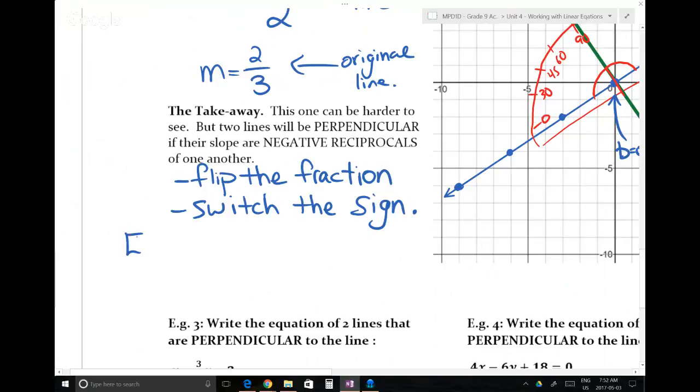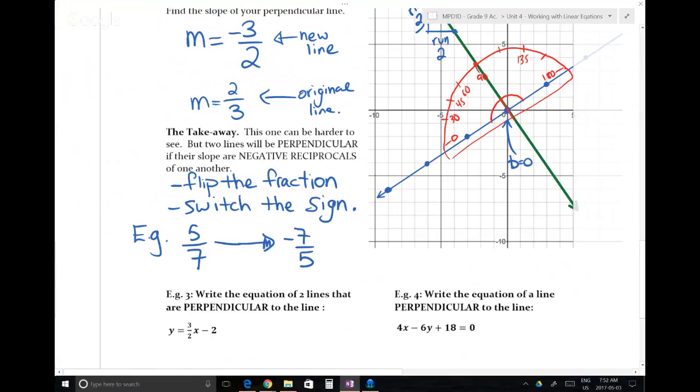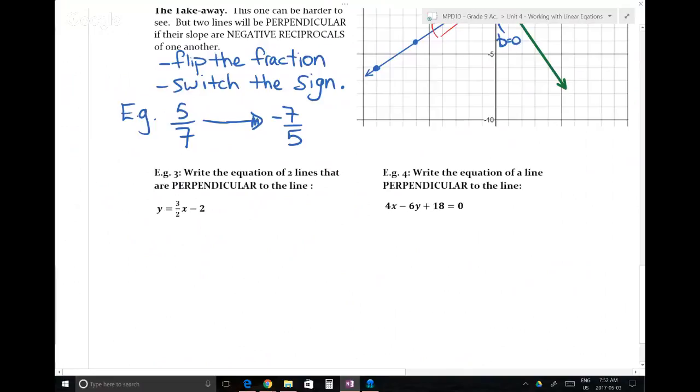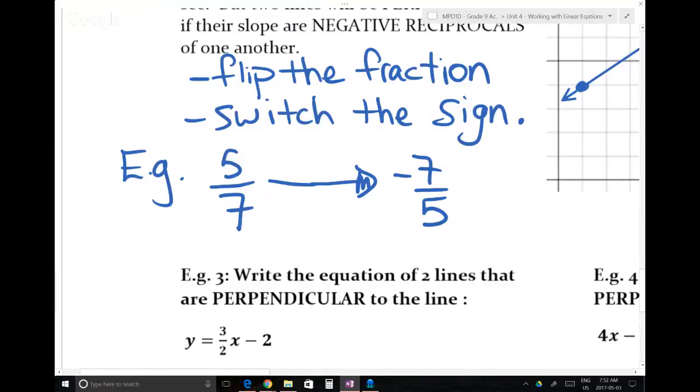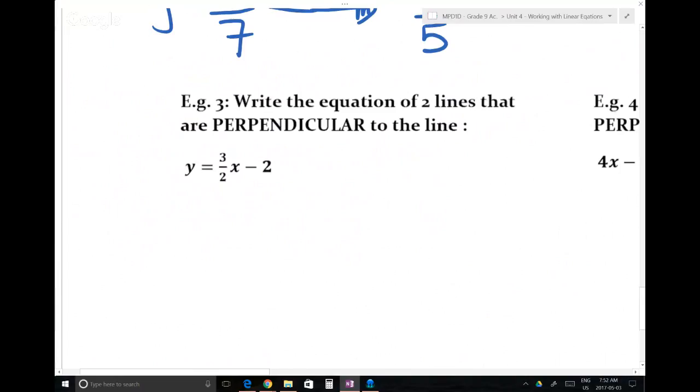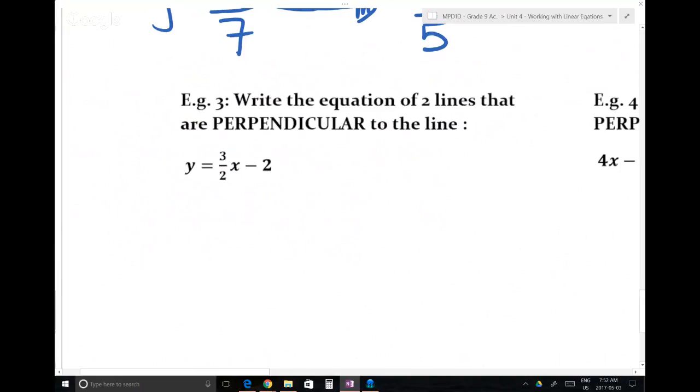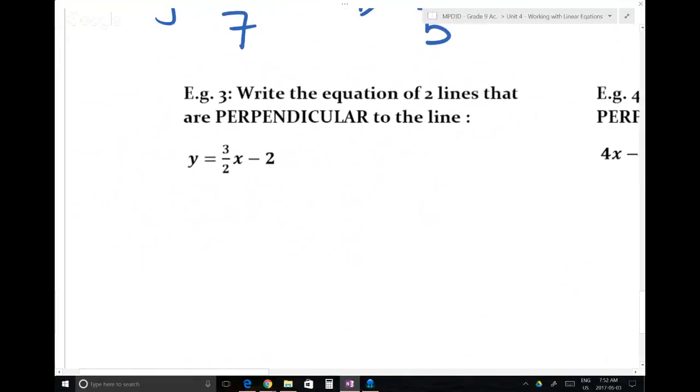Let's do an example. If the original slope was 5 over 7, the perpendicular slope would be, and that's right, negative 7 over 5. Very good. So now let's just do a couple of questions like that. Remember, we have perpendicular lines if the slopes are negative reciprocals. So if we flip that fraction and we switch the sign. So first we're going to write the equation of two lines that would be perpendicular to this line.